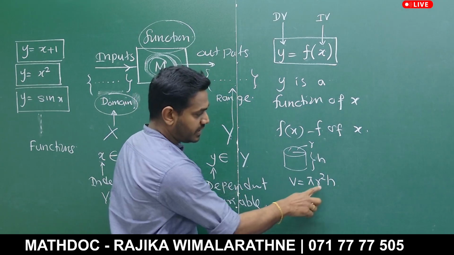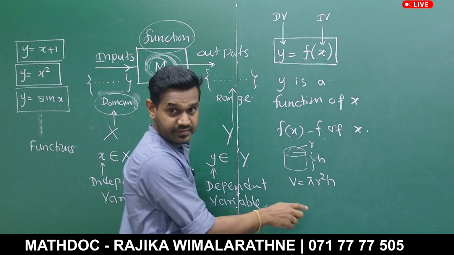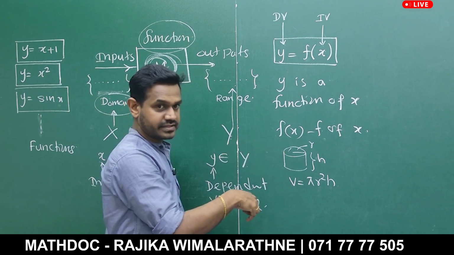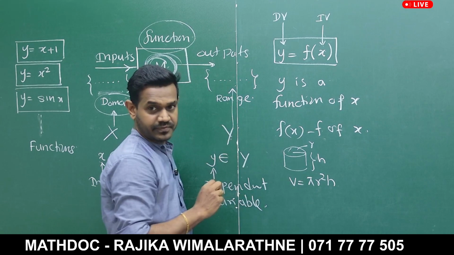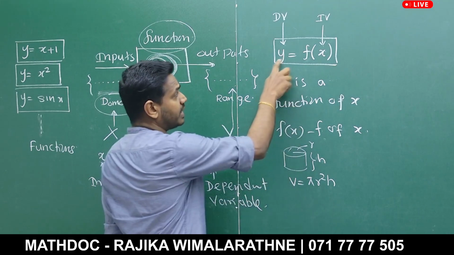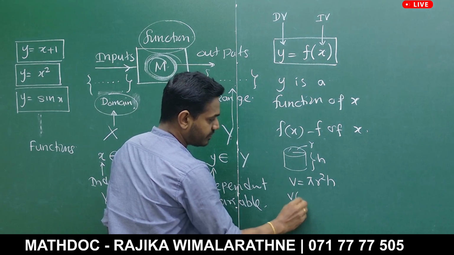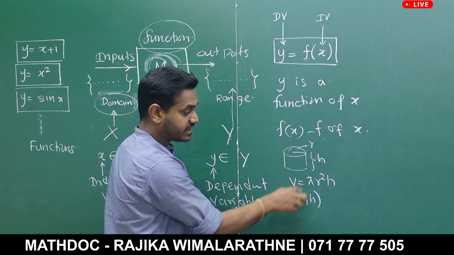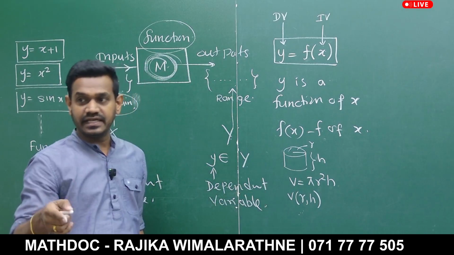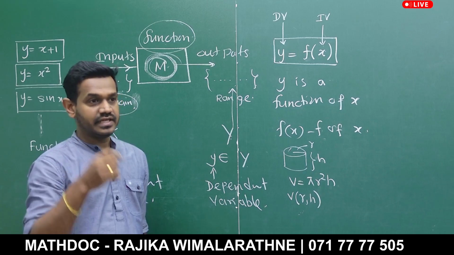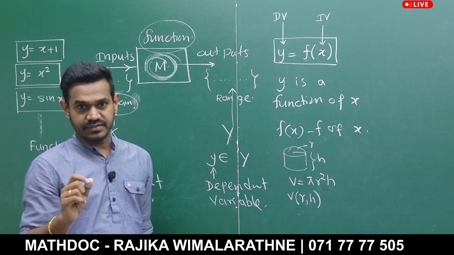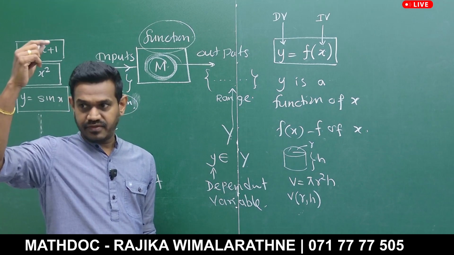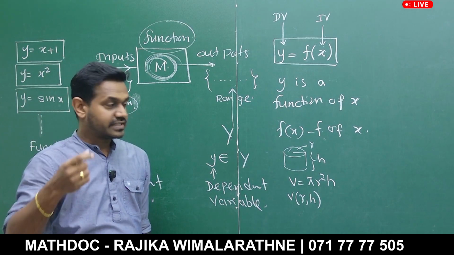But here, r and h are both variables. As radius varies, volume varies. As height varies, volume varies. So this function has two variables; we call it a multivariable function. Here y equals f of x, and here we can denote this one V of r comma h, a special two variable function. Volume depends on radius and height. Likewise, in nature we have different connections between two variables. For example, boiling point decreases with altitude. There are many different connections.